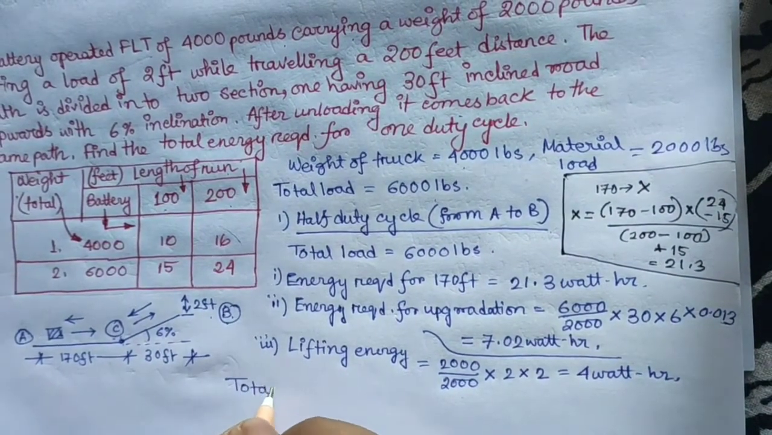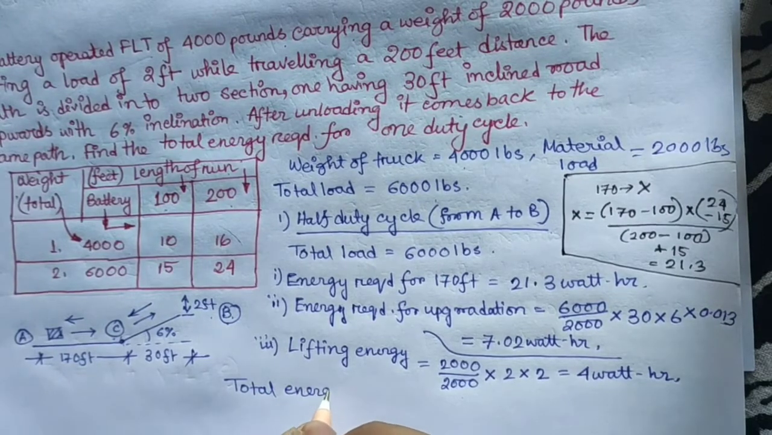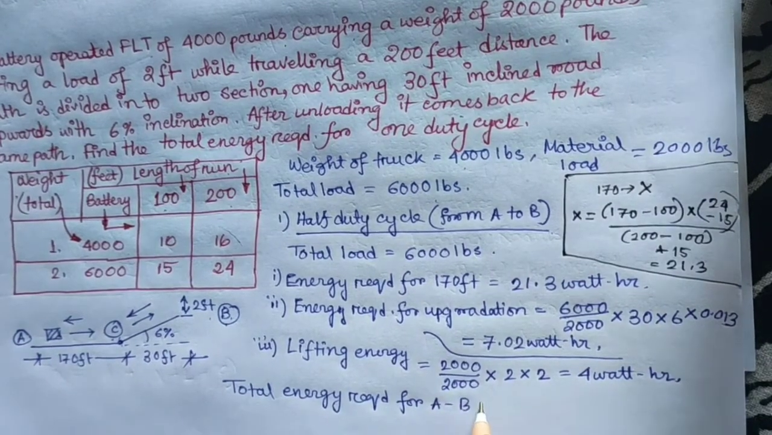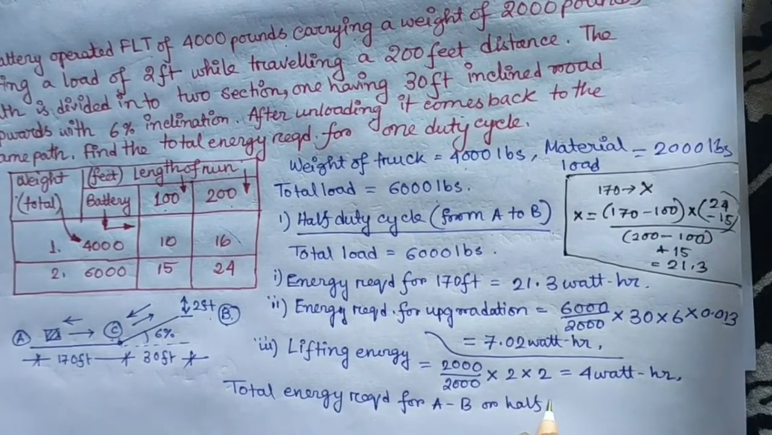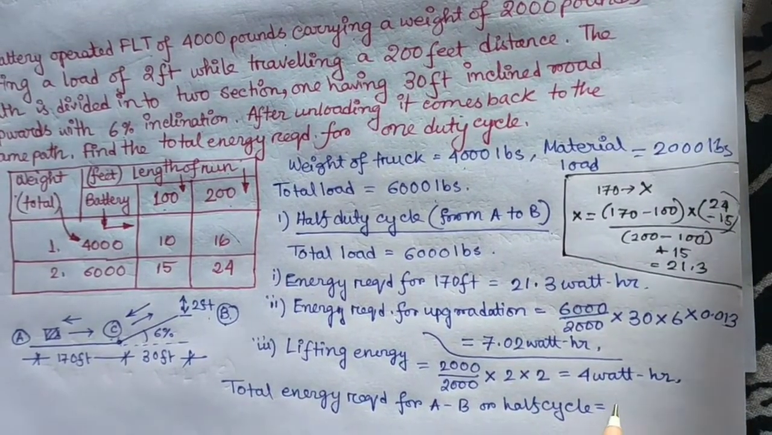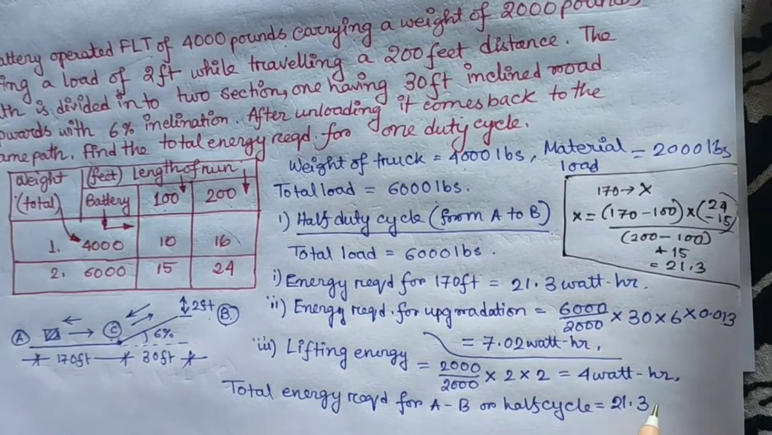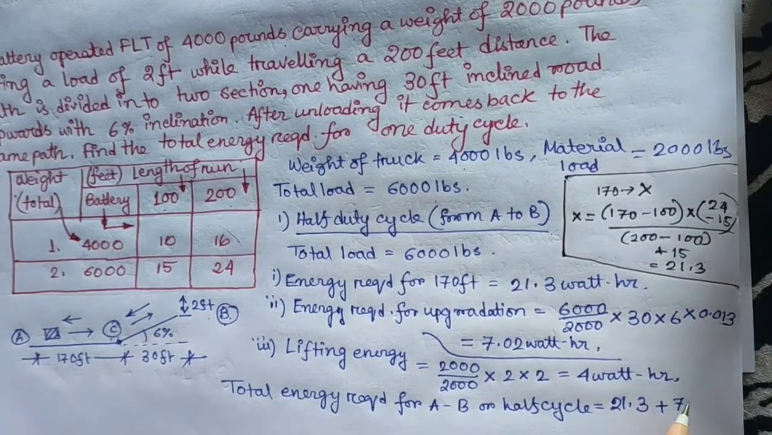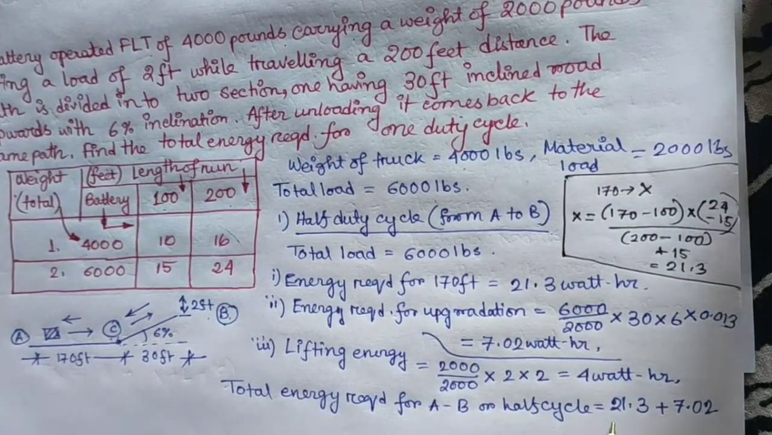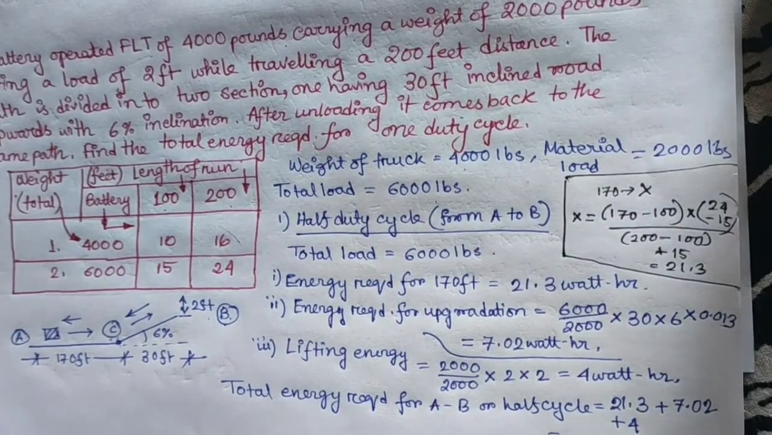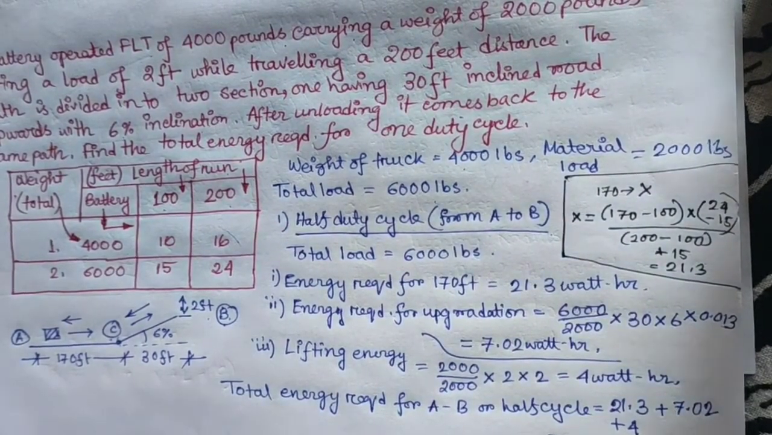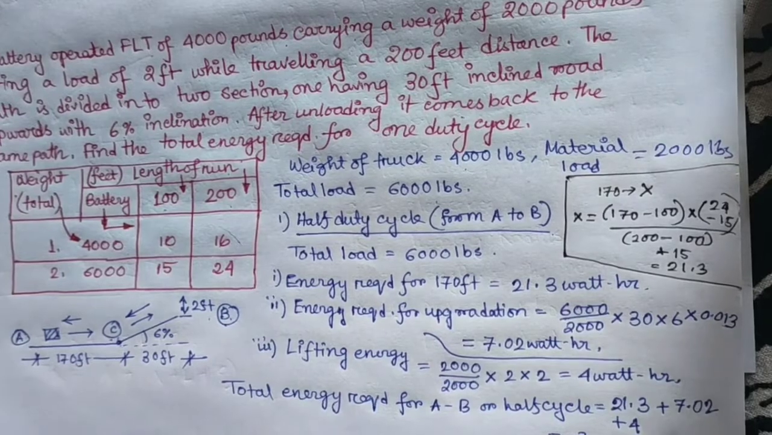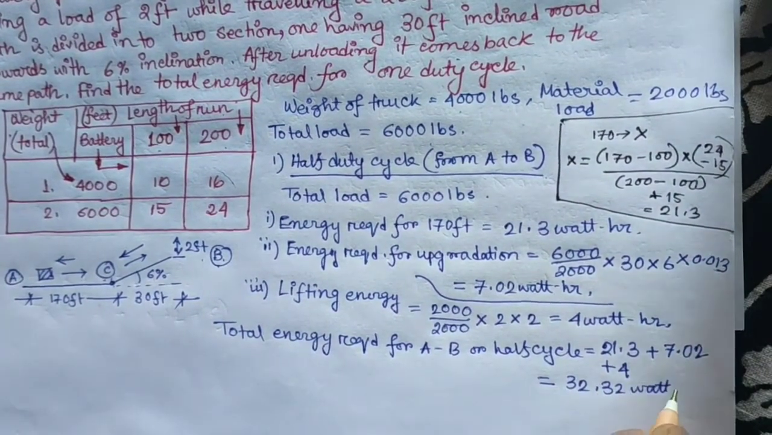Then total energy required for A to B or half cycle, that is equal to 21.3 plus 7.02 plus 4, that is equal to 32.32 watt hour.